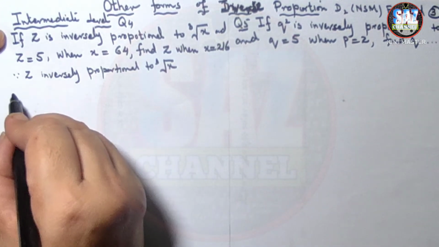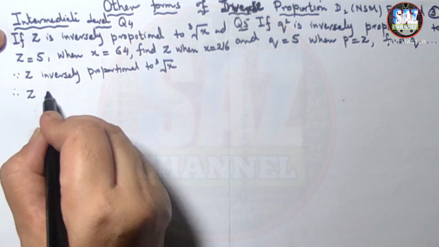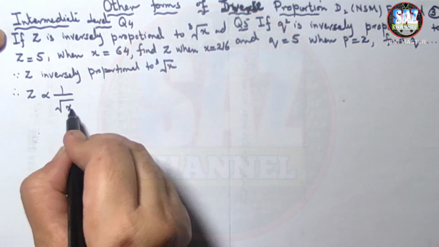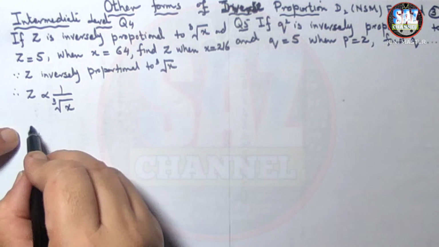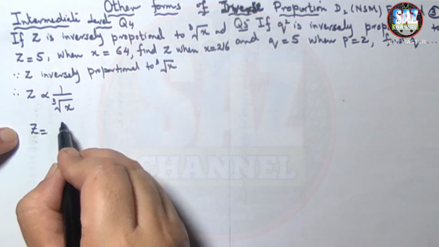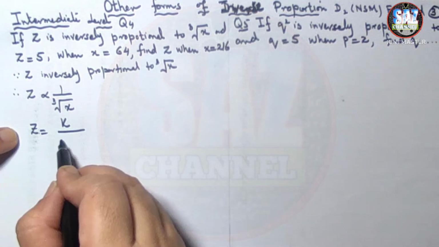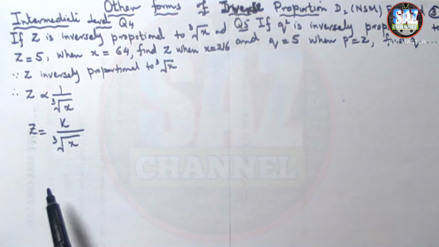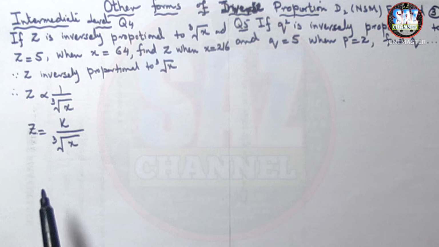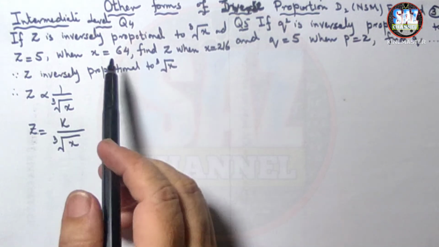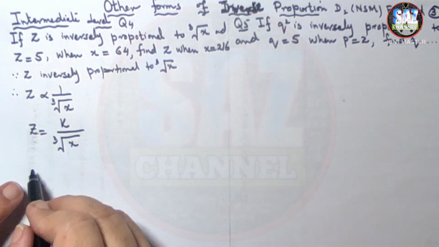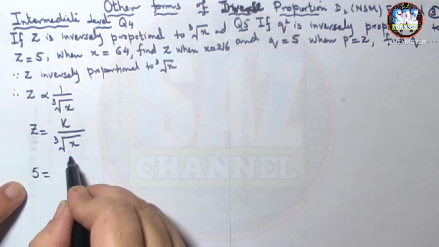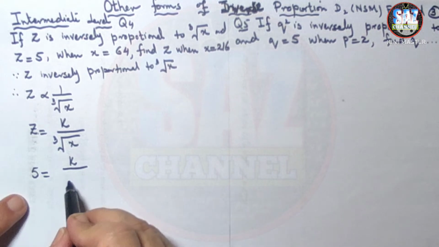So what is going to happen? z is proportional to 1 over cube root of x, and z will be equal to k upon cube root of x. And now the question says that z equals 5 when x is 64. So instead of z we replace 5, and instead of x, 64 under the cube root.